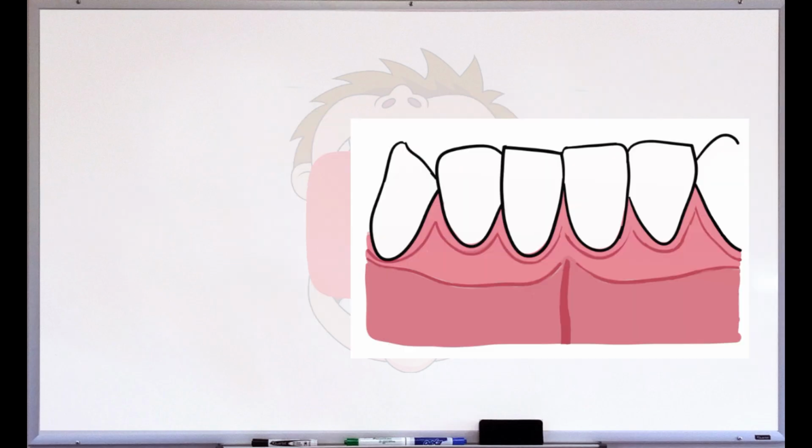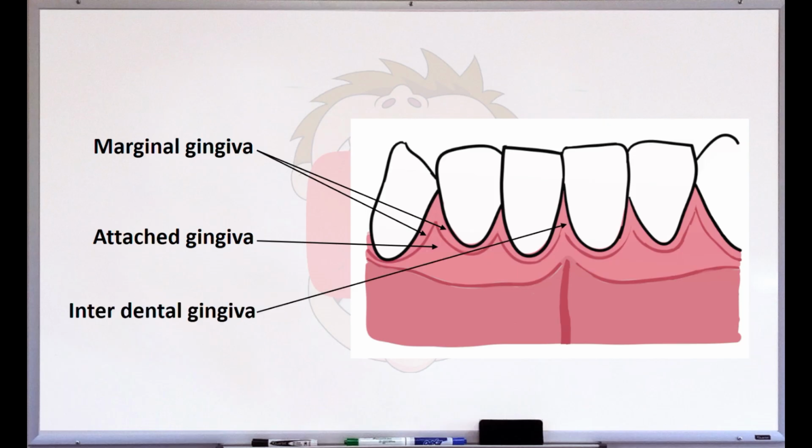So, gingiva is the part of the oral mucosa that covers the alveolar processes of the jaws and surrounds the necks of the teeth. In an adult, normal gingiva covers the alveolar bone and tooth root to a level just coronal to the cemento-enamel junction. The gingiva is divided anatomically into marginal, attached, and interdental gingiva.